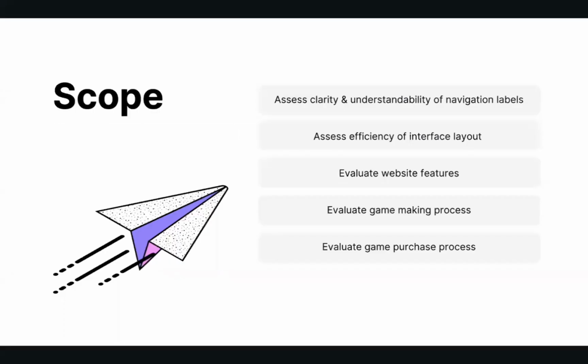Next, we will outline the scope of our study. We aim to assess the clarity and understandability of navigation labels, the efficiency of the interface layout, the website's features, and the processes of both creating and purchasing games on the website.